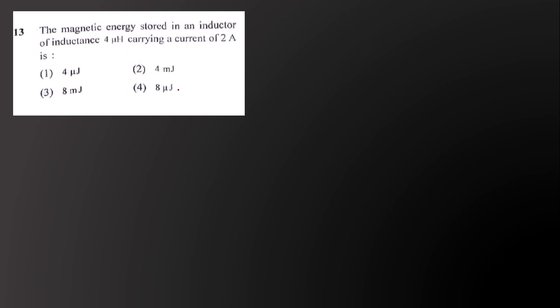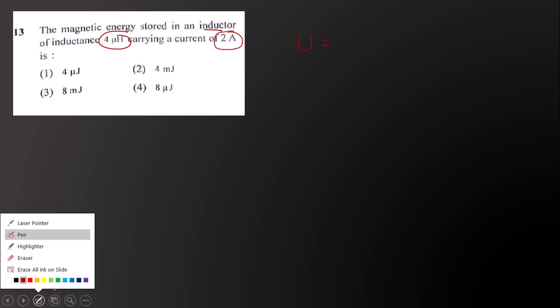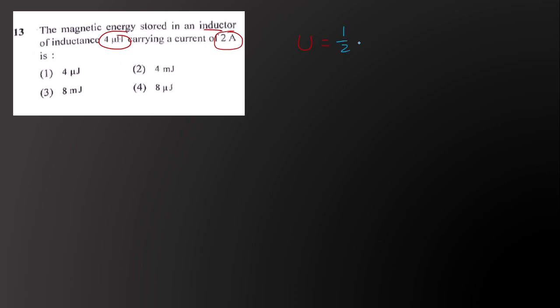The magnetic energy stored in an inductor of inductance 4 microhenry when it carries current 2 ampere is equal to what? First of all, the corresponding formula is this one, U equal to half of L I square. So half into 4 into 10 power minus 6, because micro is mentioned, into 2 square. So this will be equal to 2 into 4, so this is 8 into 10 power minus 6. So answer is option 4.